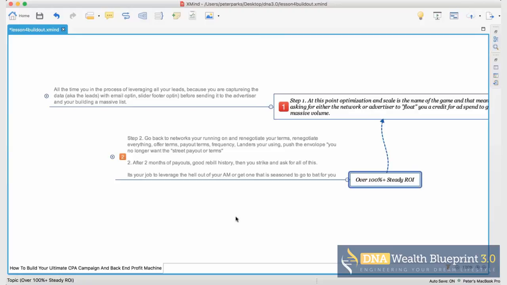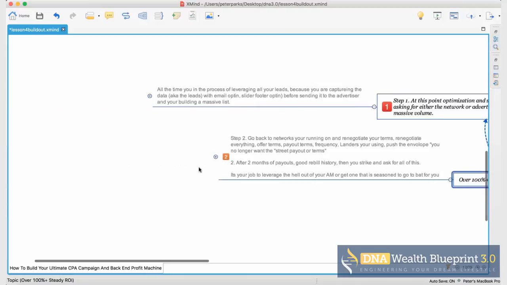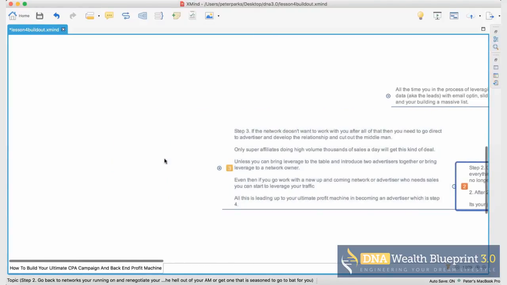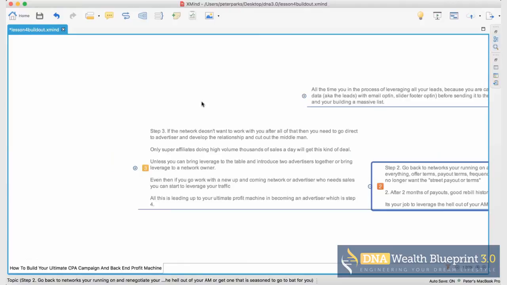Don't be greedy, don't be forceful, but position it and be in a position of leverage because you can always go, and this is part 2 to this, or step 3. If the network doesn't want to work with you after all of this, then you need to go direct to the advertiser and develop the relationship and cut out the middleman. Period. It's not emotional. Don't get emotional. The first step is to work with the network. If the network doesn't want to play ball with you, then fine, cut them out because they'll cut you out in a heartbeat. Go direct to the advertiser.